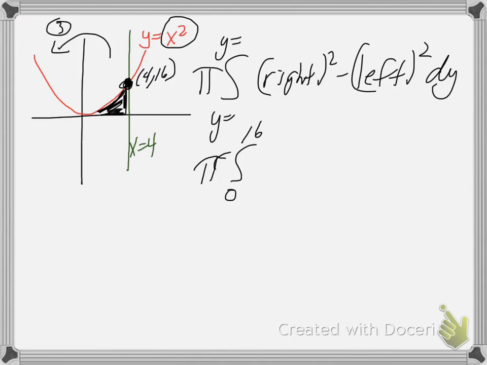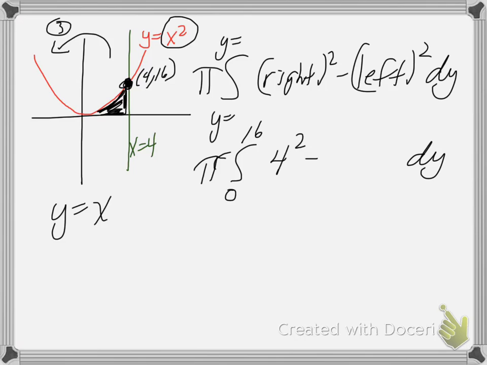Okay, the function on the right is 4 squared minus the function on the left. The function on the left is the parabola, which is x squared squared. And you can see right away that there's a problem because you can't mix x's and y's. So we have to take this out of here. It's a little bit of work.